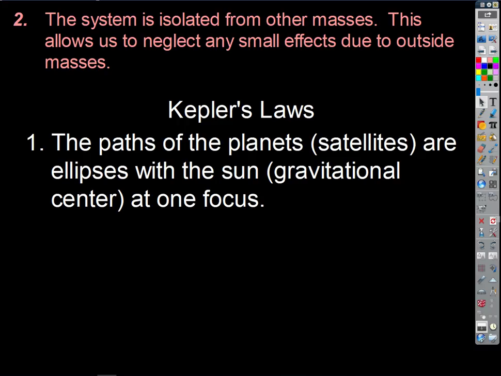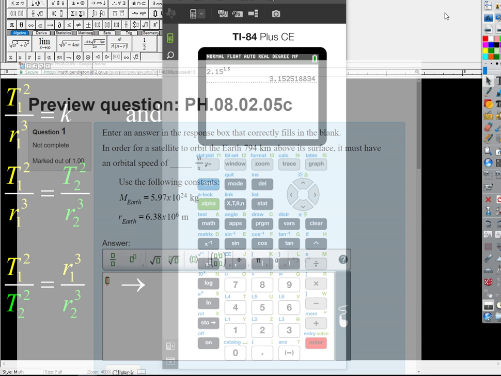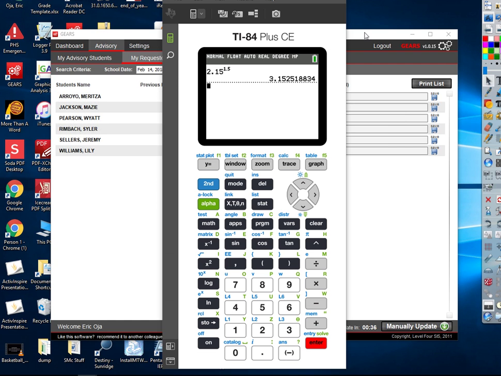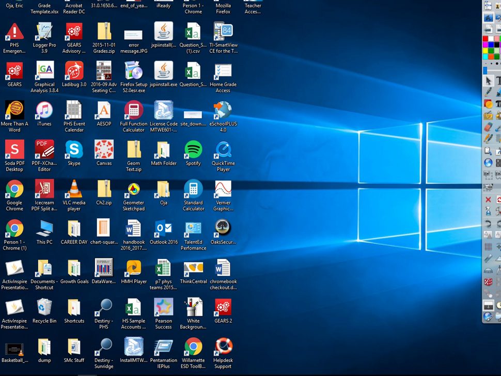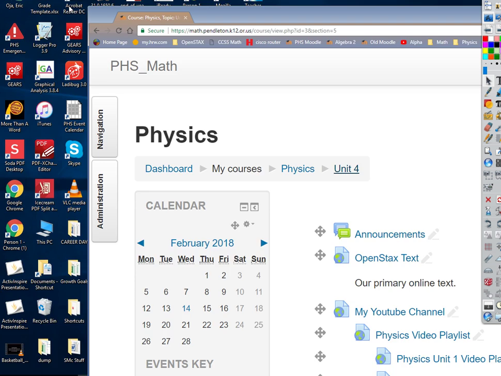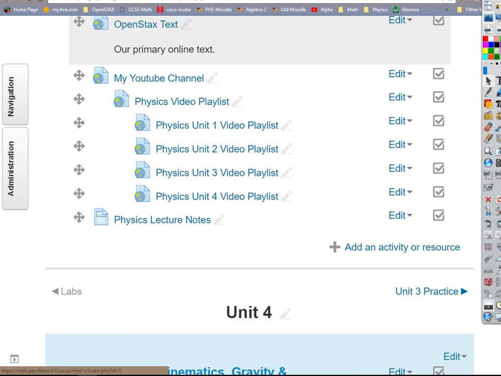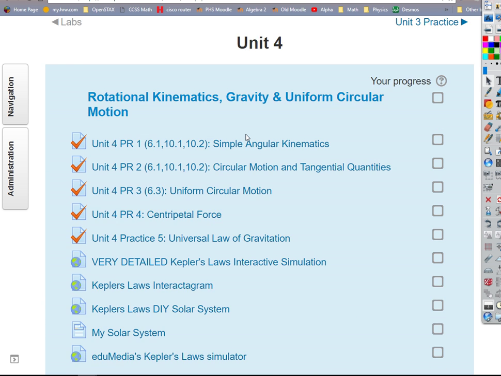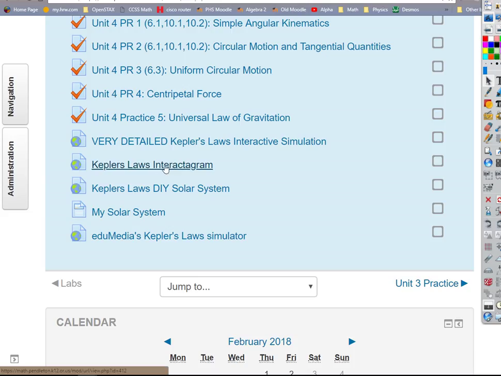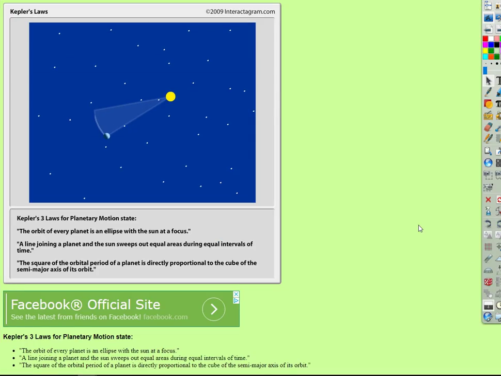So let me pull up a little demo of this. I've got a bunch of stuff on the physics page, which is kind of fun to mess with. If we go to physics, Unit 4, I've added a bunch of fun stuff down here, like the interactogram. This is a good one for the purposes of this. You can see there that a planet moving around a star describes the shape of an ellipse. Okay?